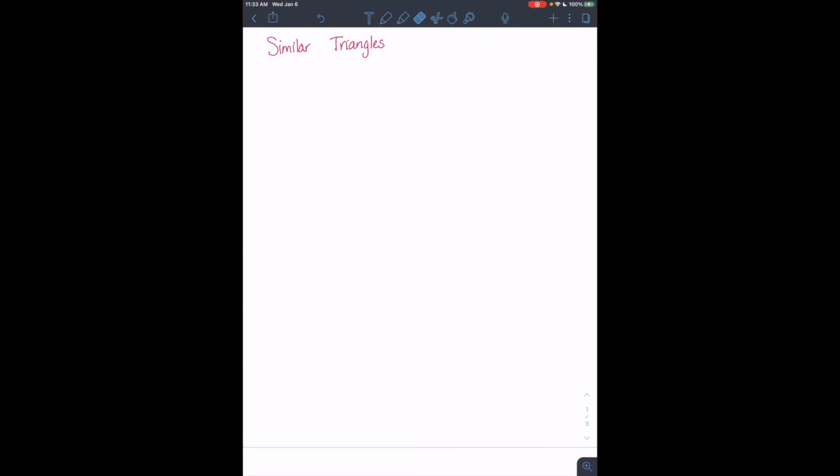So, first and foremost, what we've learned about similar triangles already in class is that similar triangles have congruent corresponding angles, and they have proportional corresponding sides.